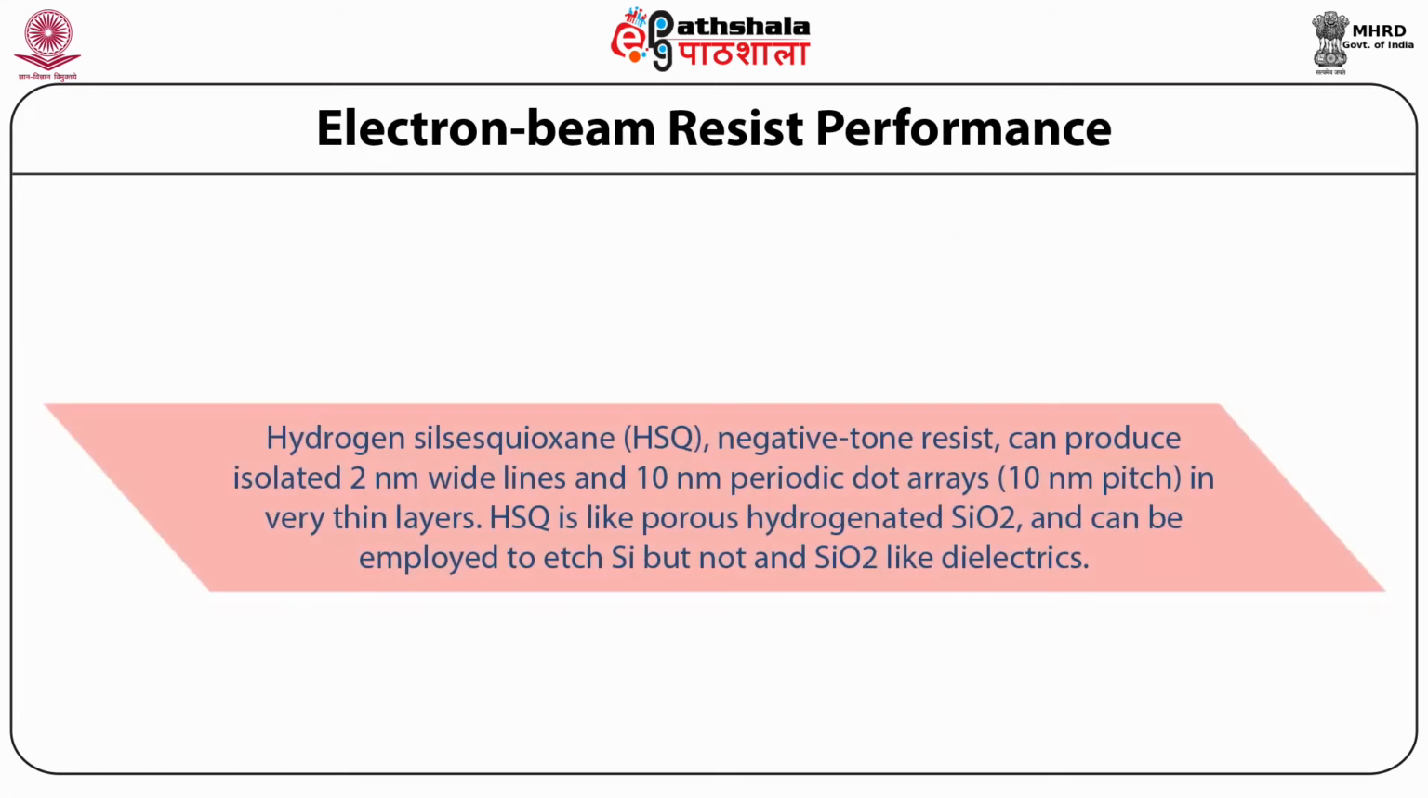Then the hydrogen silsesquioxane negative tone resist can produce isolated 2 nanometer wide lines and 10 nanometer periodic dot arrays, 10 nanometer pitch, in very thin lines. HSQ is like porous hydrogenated SiO2 and can be employed to etch silicon but not SiO2-like dielectrics.